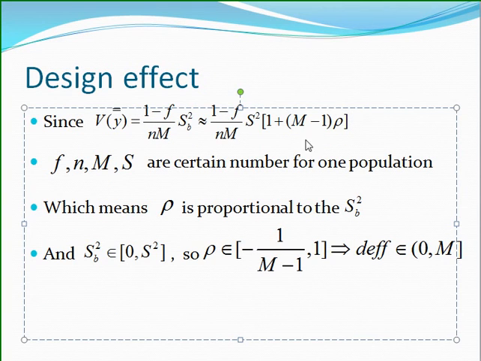This equation is based on the variance of the mean of the sample. Inside this equation, F, N and M are also certain numbers for the certain population, which means rho is proportional to the S_b square. The S_b square, if you remember, is the variance between the clusters. So what could S_b square be? S_b square could be 0, which means no difference between the clusters, and it also could be S square, which means the difference inside the cluster is 0.